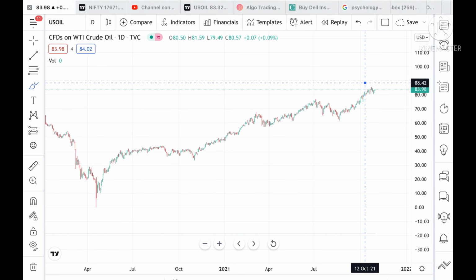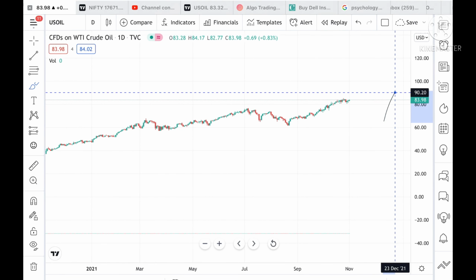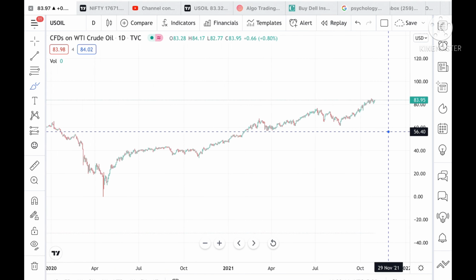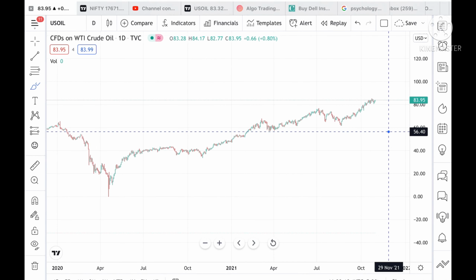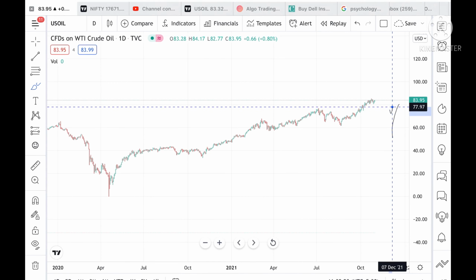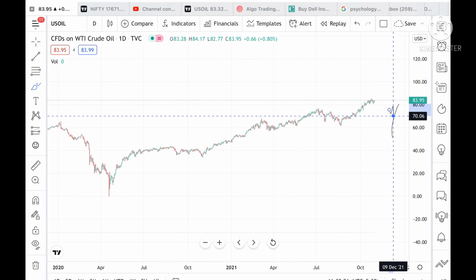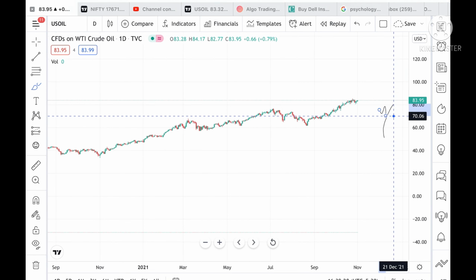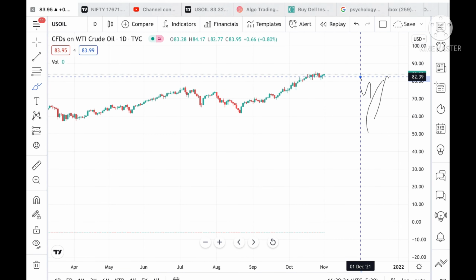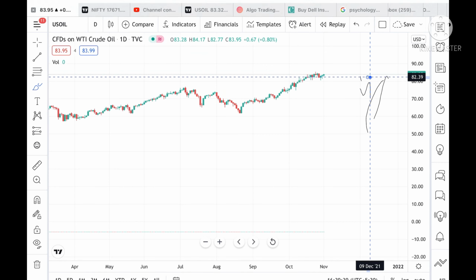So now, suppose the price sustains this level. I'll tell you what happens if it goes below, and afterwards if it goes upside, where all it can move. Suppose the price goes below this level, and it doesn't sustain the level of 83.95, then chances will be very high that the price can go and touch a level of 82.39, which is a very strong support.